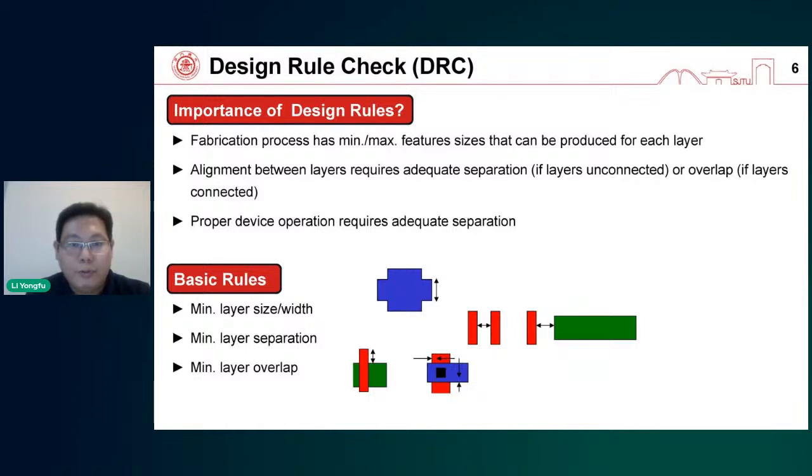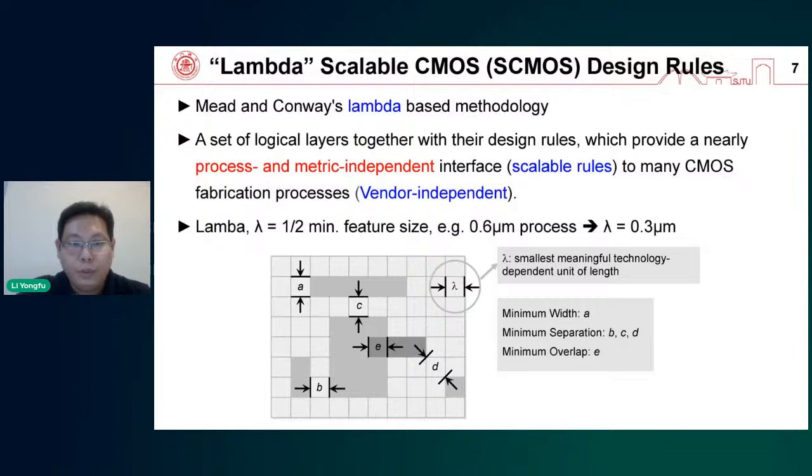So generally, with these two concepts, we have three different types of basic rules, such as a minimum size or width, or minimum spacing, or lastly, a minimum overlap, which we usually call enclosure. In the past, before we got to know sub 130 nanometer technology, we were still very comfortable with using the concept called the lambda scalable CMOS design rule.